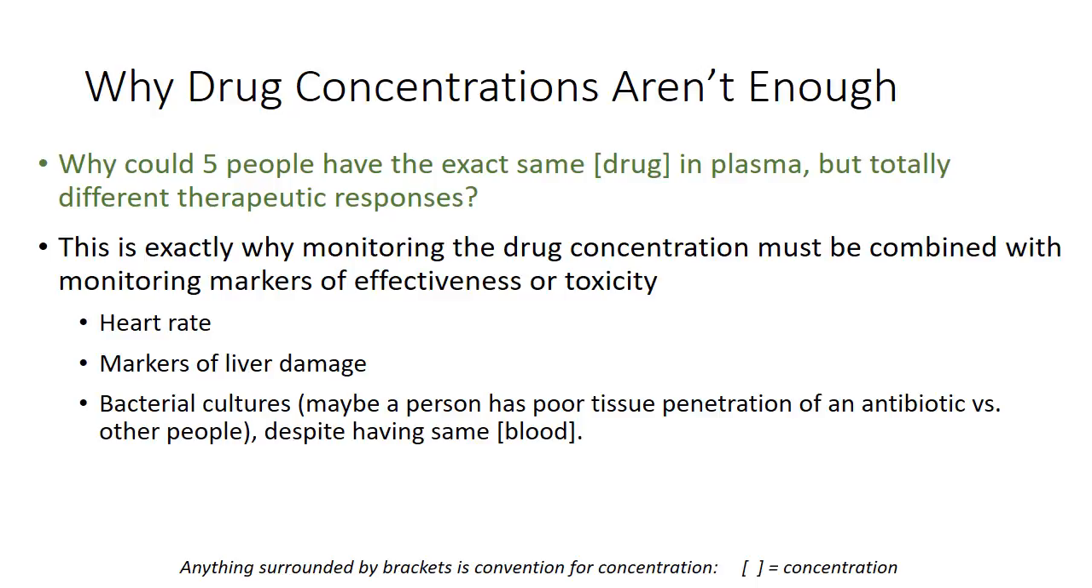Even with bacterial cultures, in two patients given the same antibiotic at the same dose with the same infection, maybe one person has poor tissue penetration of the antibiotic, even if they have the same blood concentration. Maybe there's something unique about the organ where the infection is, where they're not getting enough tissue penetration. Again, even if they have the same blood concentration. And that sounds far-fetched, but that can happen in some cases.